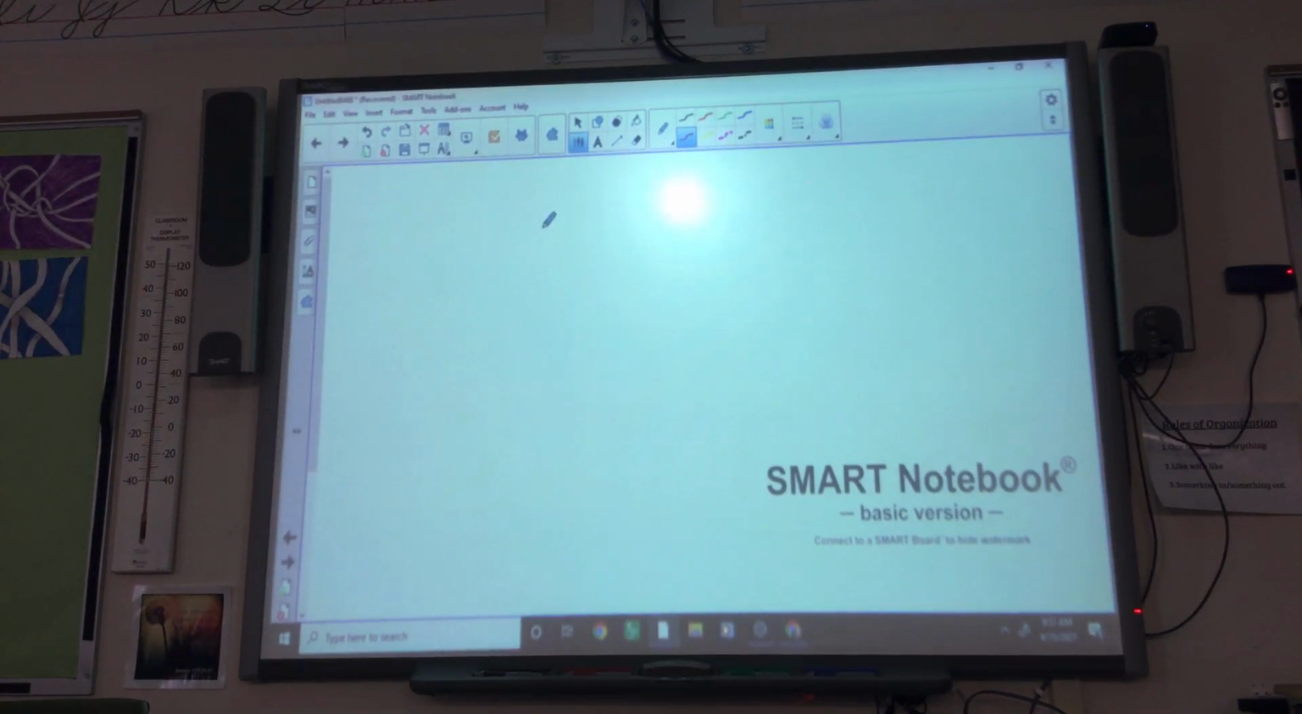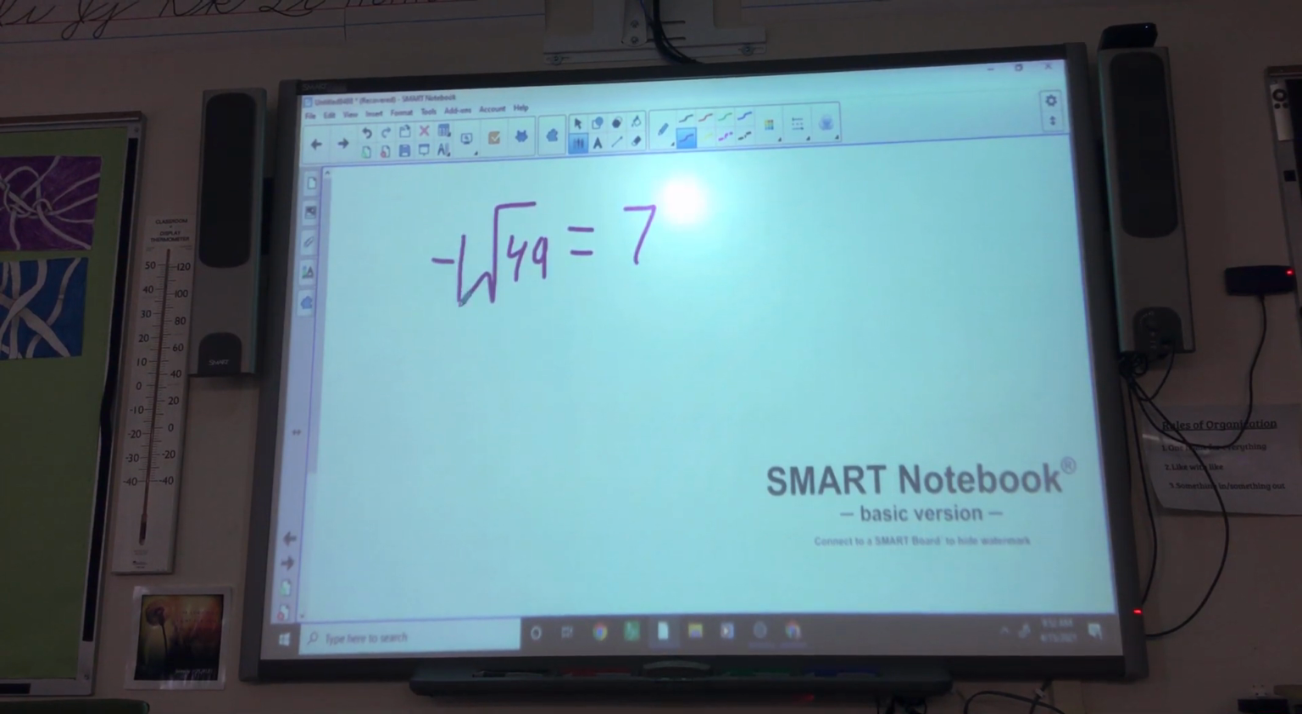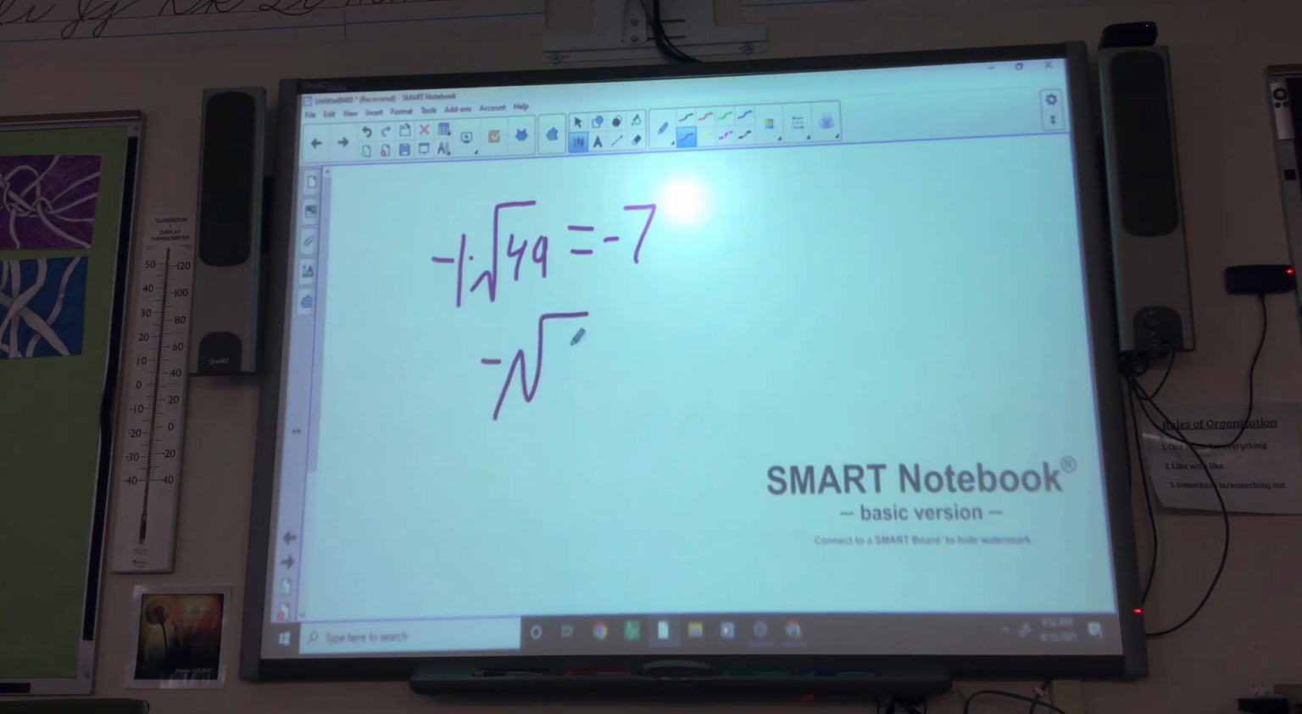On the bottom of page 47, it says, find the square root of 49. Yeah, we know it's 7. What about the negative square root of 49? Well, the square root of 49 is 7, and it said find the negative square root. It's like it's got a negative 1 times this. Negative 1 times that? Okay, negative 7. Pretty simple, right? What about the negative square root of 169?